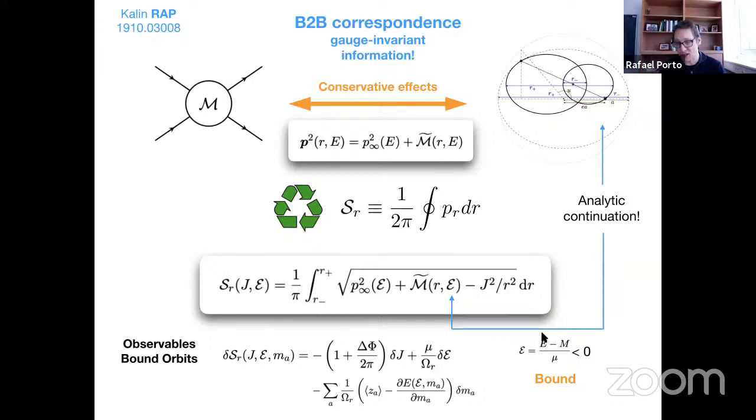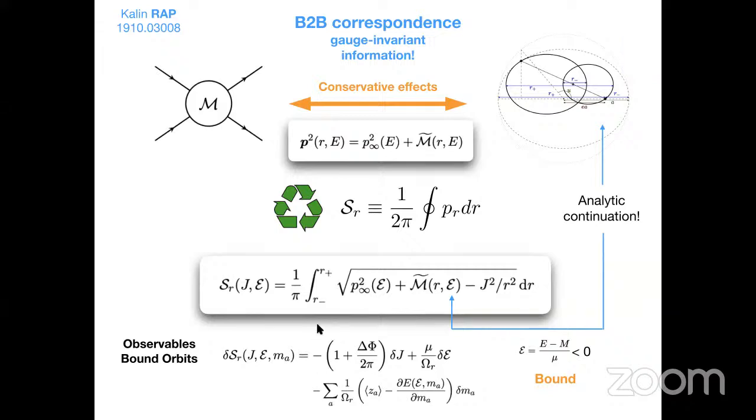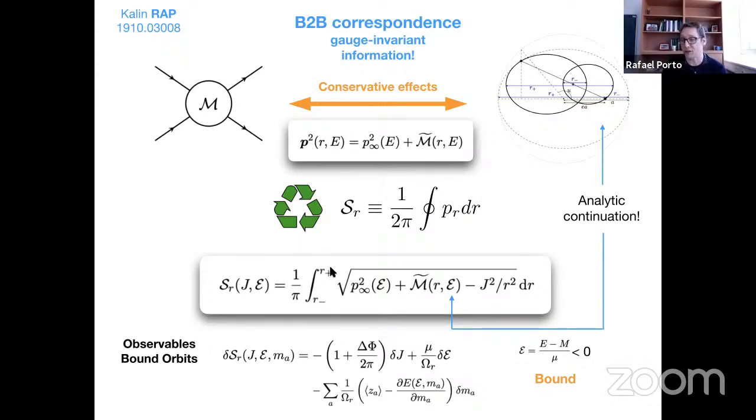And what changes with respect to the unbound case is that the computation of the radial action is essentially the same, except that now the problem is bound, so there are two zeros of the radial momentum, which are r minus and r plus. So the integral that you have to do is between the zeros of this object, which goes between r plus and r minus. But there are various tricks that we can implement to actually do this integral.